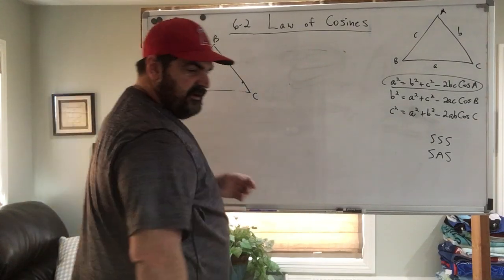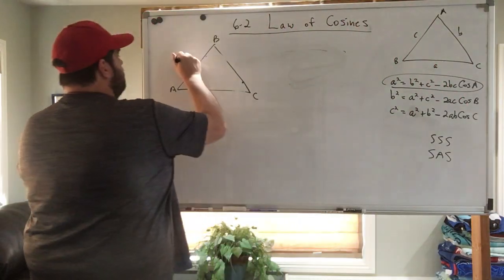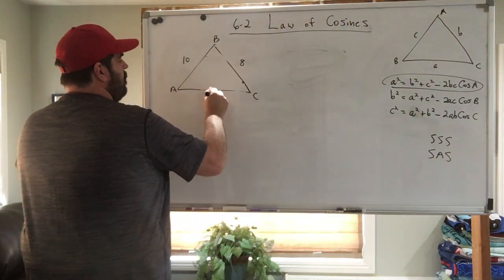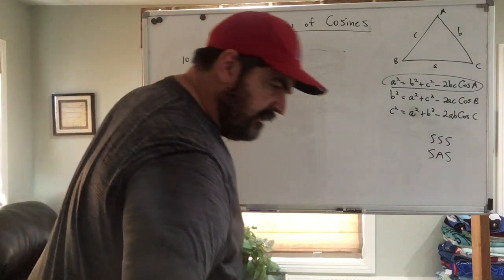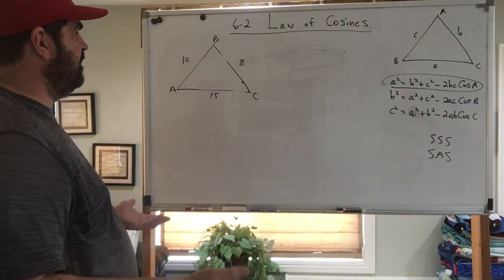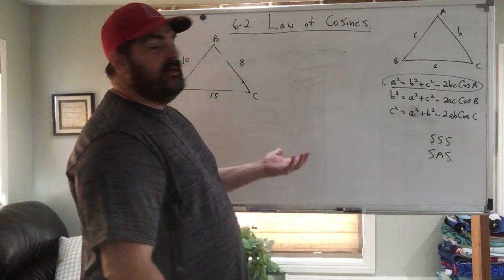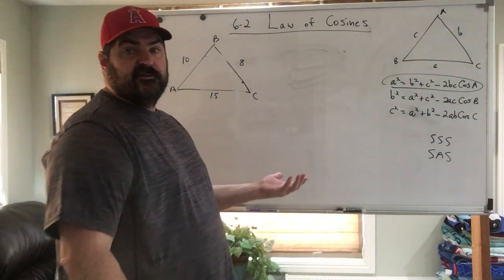All right, we did the side angle side, so let's do side, side, side. 10, 8, 15. Let's see if I label them all the same. Perfect. All right, so there's 3 sides of a triangle. So side, side, side. So I have the 3 sides, so now I've got to find an angle. Which angle do I find first?